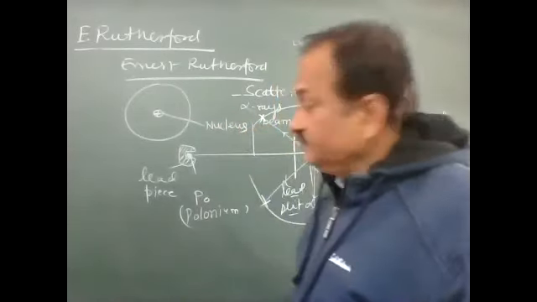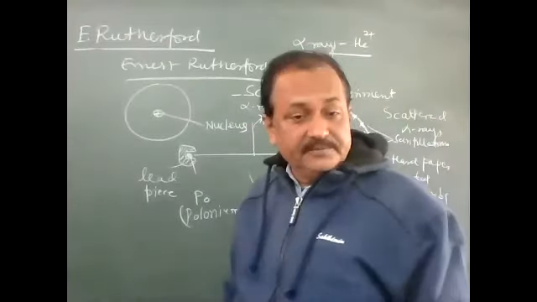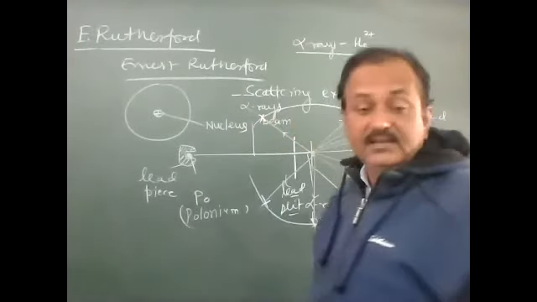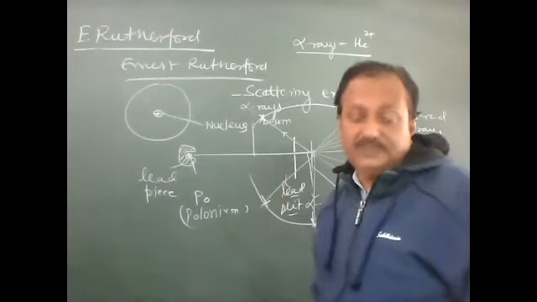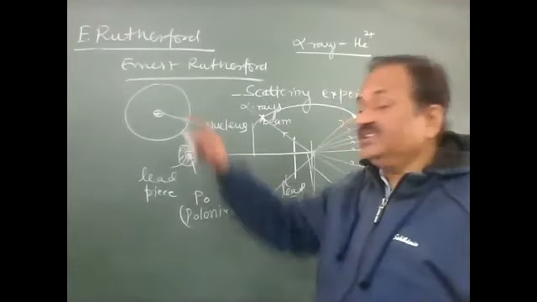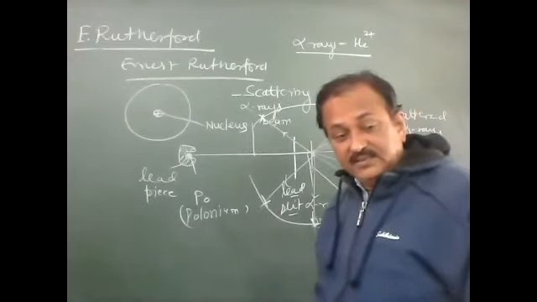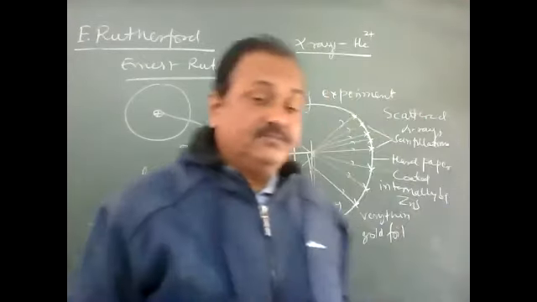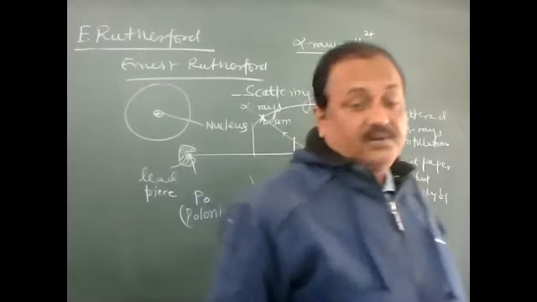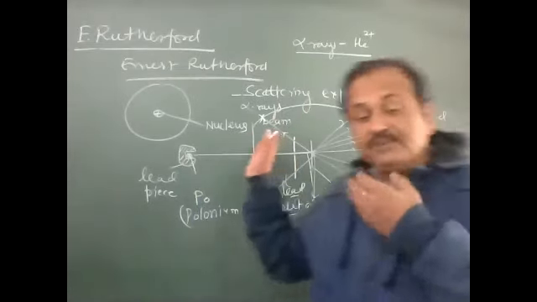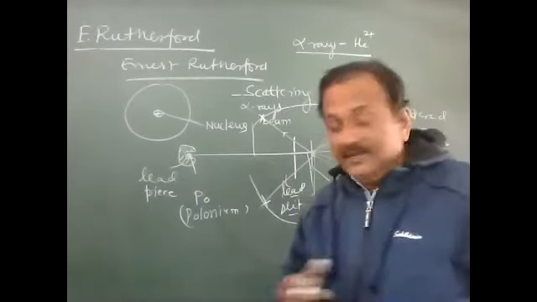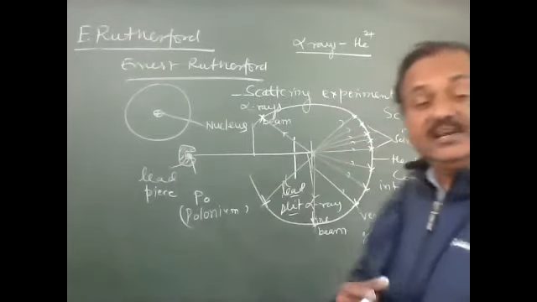And large space was empty. So Rutherford questioned Thomson, "I have got this type of structure, you are saying that." So that's why the Thomson model failed on this ground. He performed the experiment with Rutherford and he got this result.